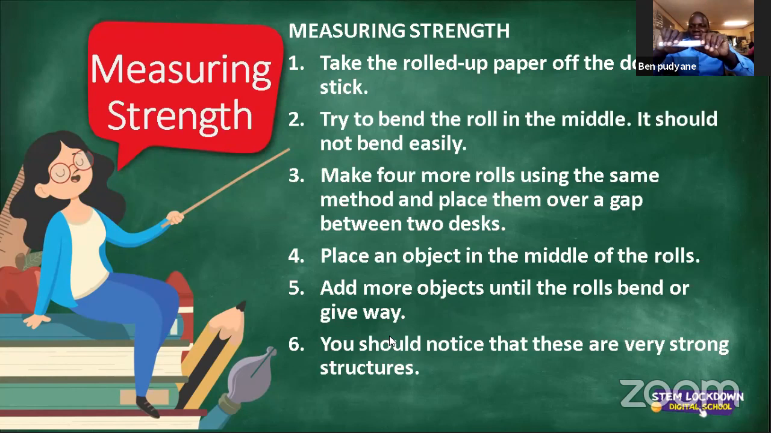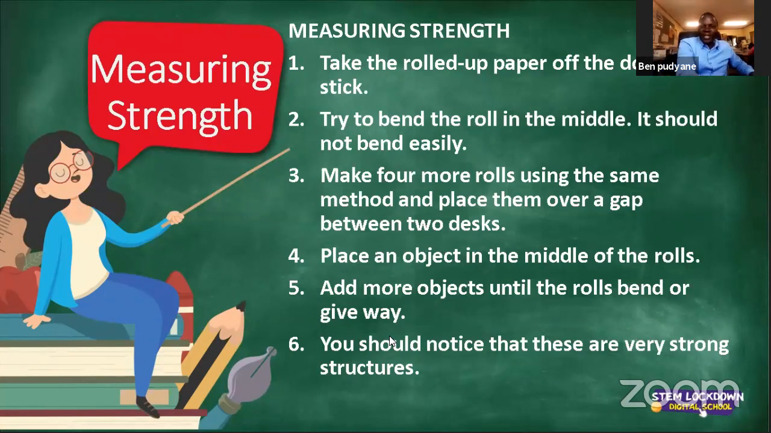As I'm trying to bend it, it is not flexible like it used to be, when it was not rolled the same as I did now. So I can make 4 more rolls using the same method and place them over the gap between the 2 desks. Then place the object in the middle of the rolls. Now I can roll 4 more of the same size and put something in the middle to see if it is going to give away or bend.